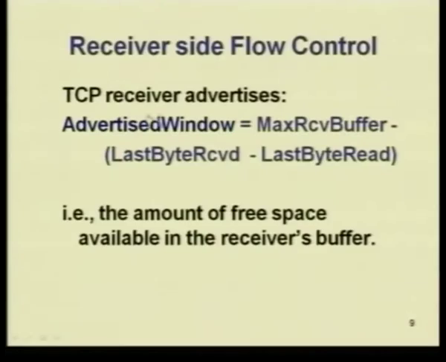Now, in terms of calculating the window size that is advertised by the receiver, the TCP receiver advertises an advertised window which is calculated as follows. This is equal to the maximum receive buffer minus (last byte received minus last byte read). That is the amount of free space that is available in the receiver's buffer. That is the value that is advertised by the TCP receiver. So this is the value that is put in the advertised window field, which is sent back by the receiver.